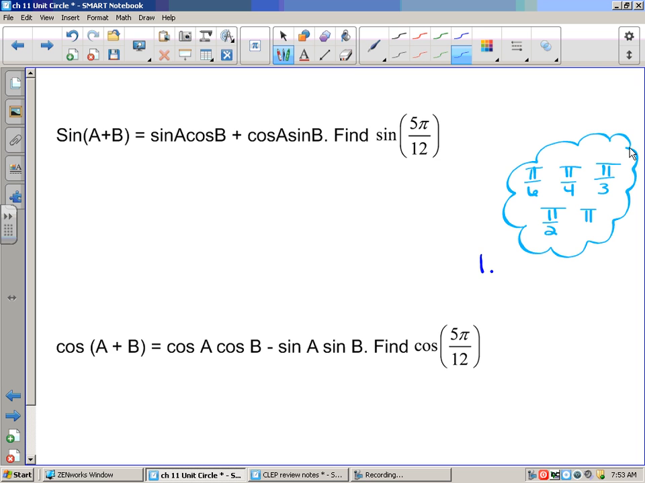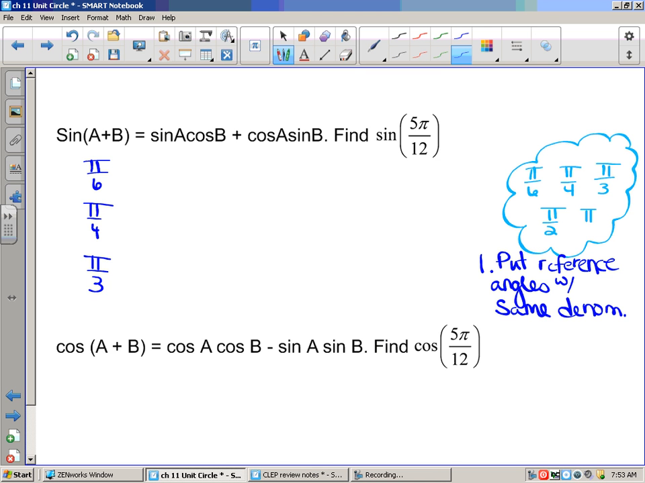You are going to put your reference angles with the same denominator. In our case here, we're going to look at pi over 6, pi over 4, pi over 3, and if we need to, we'll go to pi over 2, and you'll see what I mean in just a minute. I'm going to write these all with a denominator of 12. So this first one would be 2 pi over 12. The next one would be 3 pi over 12. And the last would be 4 pi over 12.